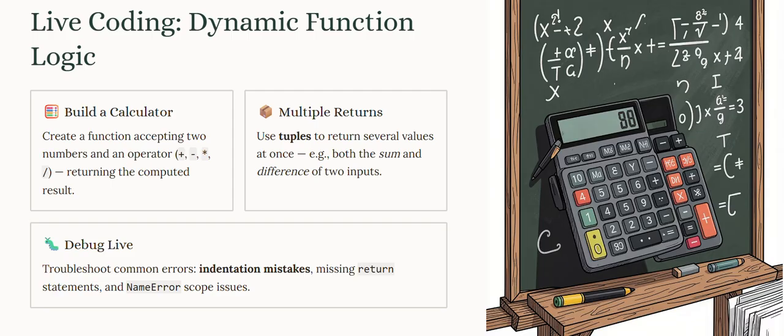And debug, like troubleshoot the problems: indentation mistakes may be there, missing return statements, and NameError scope issues. So when you'll be learning, you'll be working on your own, writing the code, then you get to know wherever the problem is coming from, wherever you have to debug. Debugging basically means eliminating the problem that is occurring while running the code.